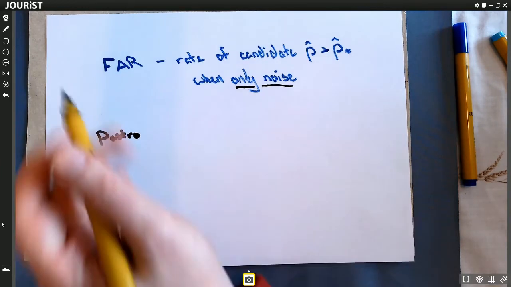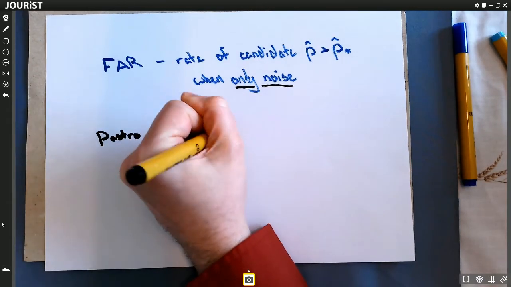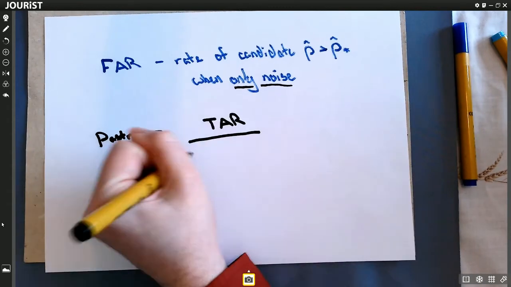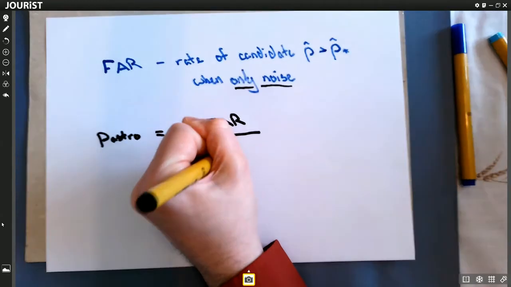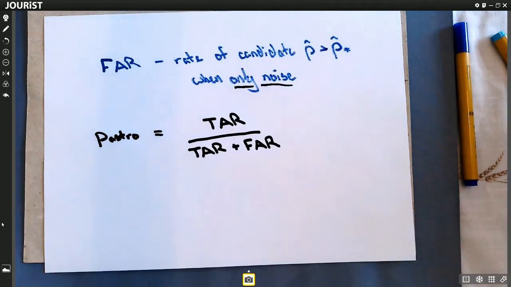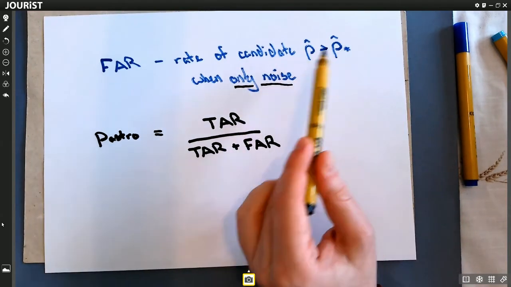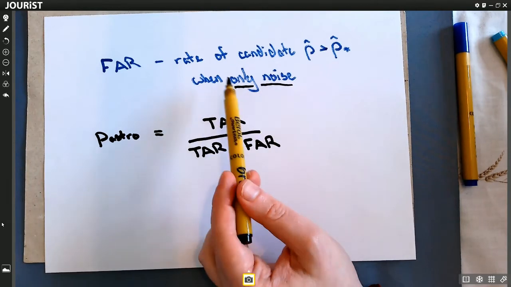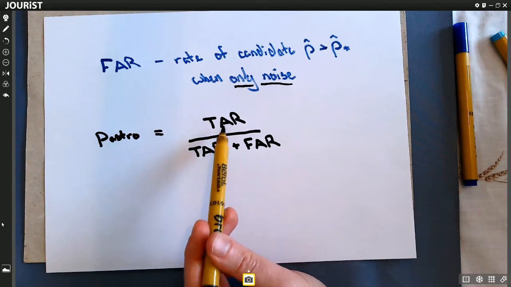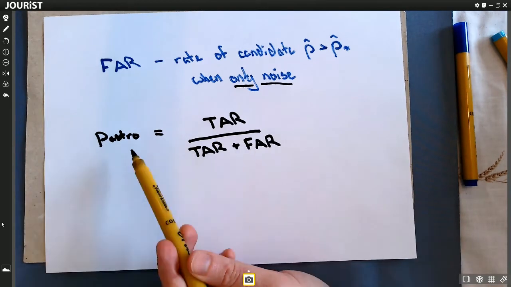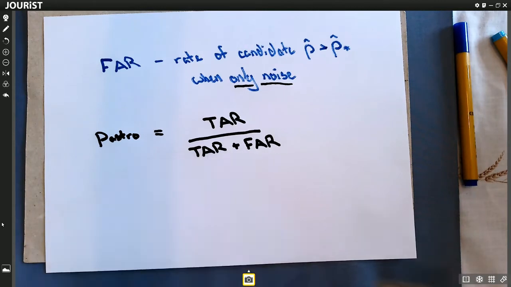Okay, so P-astro is the true alarm rate divided by the true alarm rate plus the false alarm rate. The true alarm rate is the rate of getting a candidate with a ranking statistic greater than the same threshold when it actually comes from an actual signal. So you can see when the true alarm rate is higher, we're more likely to have a true signal, and P-astro is larger. If the true alarm rate and the false alarm rate are equal, then we have about equal odds of it being real or false.